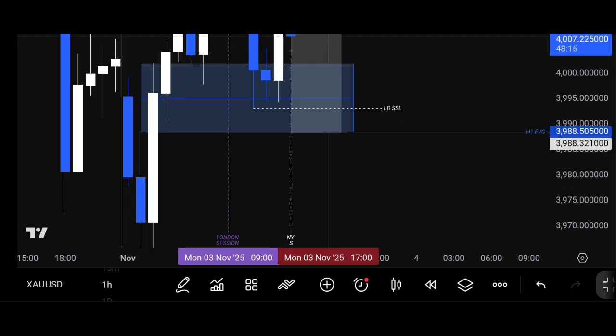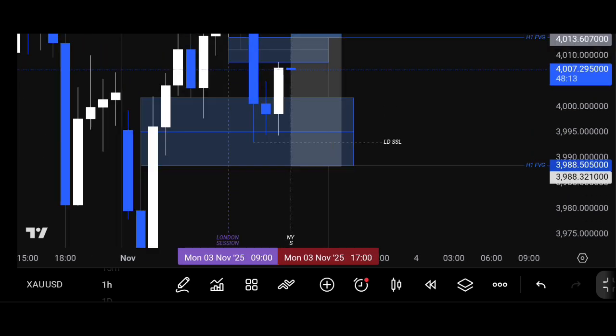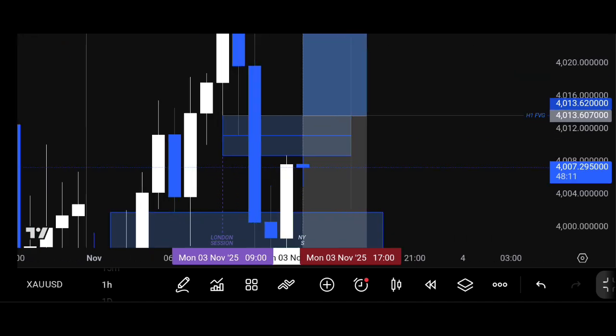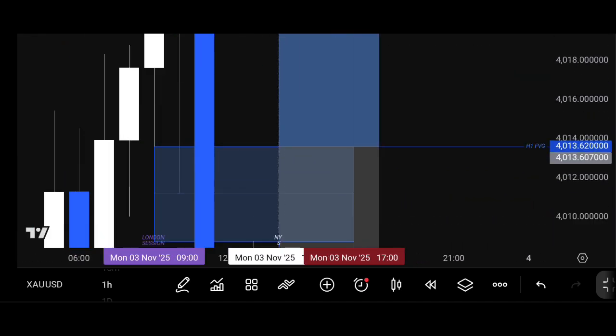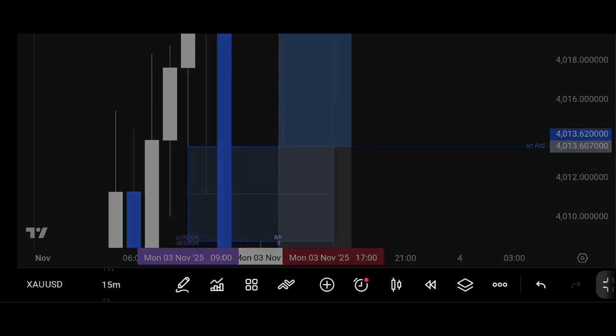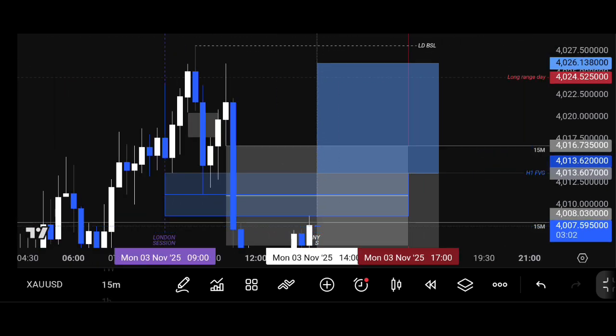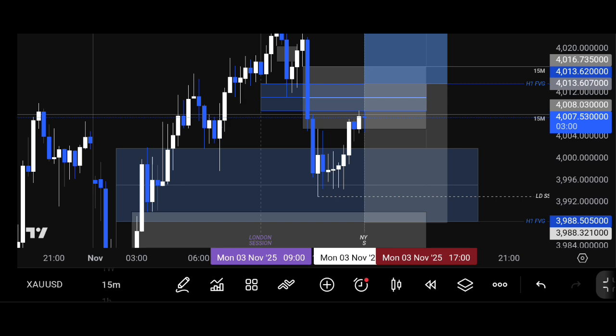London session continuation in New York. We did price in London buy side liquidity. That's where I will place my stop loss. My entry point is right there. Let's go down to the 15-minute chart. The 15-minute chart again, same methodology applies, guys.